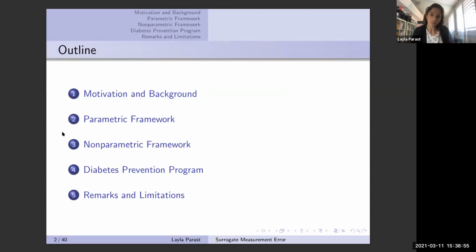So first, just an outline of the talk. I'll go through some motivation and background behind why I'm interested in surrogate markers and where they might be useful. I'll talk about some methods to assess the value of a surrogate marker, both in a parametric framework and a non-parametric framework, and then propose some methods to correct for measurement error within those frameworks. And then I'll apply the proposed procedures to data from the diabetes prevention program, which was a randomized clinical trial, and close with some remarks and limitations and a little bit about other work in this area.